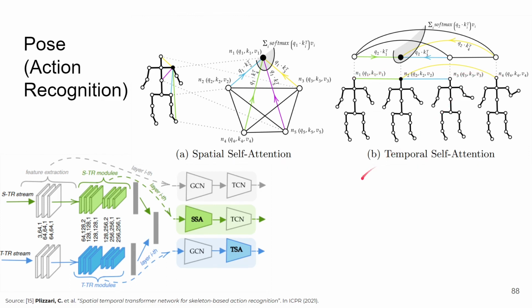And instead of doing this decomposed approach where they do one first of the spatial followed by the temporal, they did two streams, one that modeled spatial relationships, one that modeled temporal relationships, and then they combined the predictions of both for the action classification.